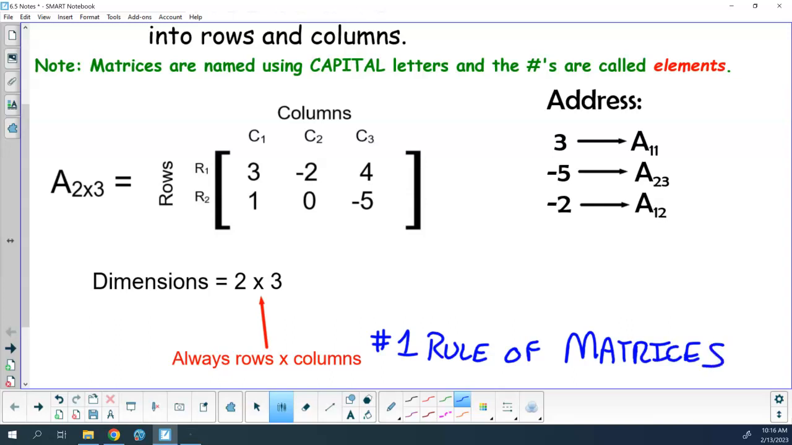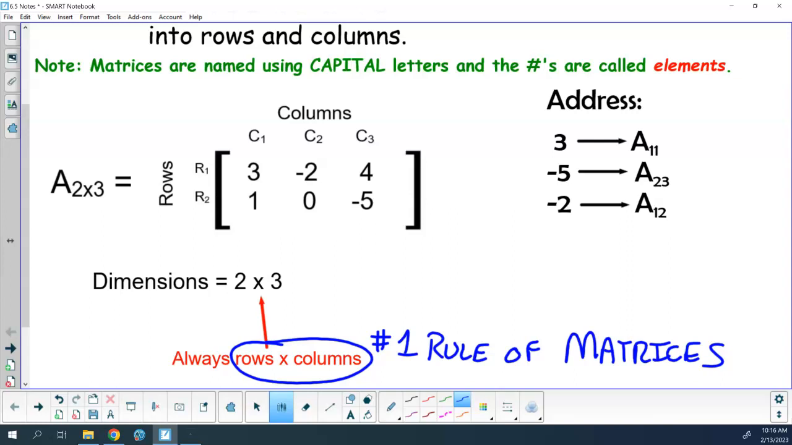Everything that you do in a matrix is going to be rows by columns. Everything that you do in a matrix is always rows first, then columns. Especially when we get into Wednesday. Wednesday's big time rows by columns.